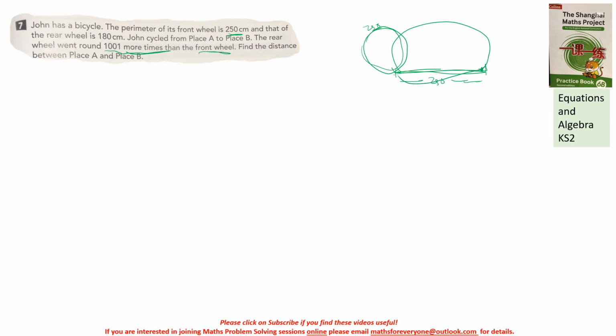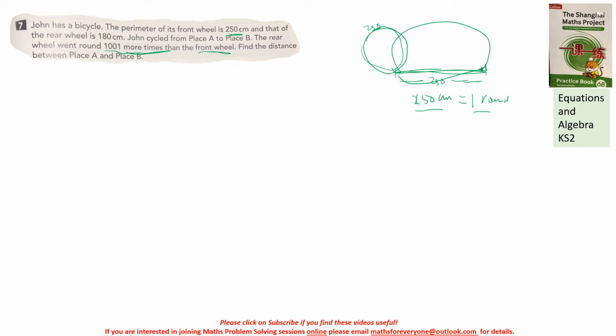So one time 250 centimeter will be one round, or one full complete circle, going around the circle once. So 250 centimeter is what, that's how we have to find the distance.